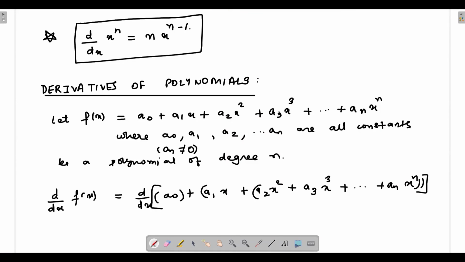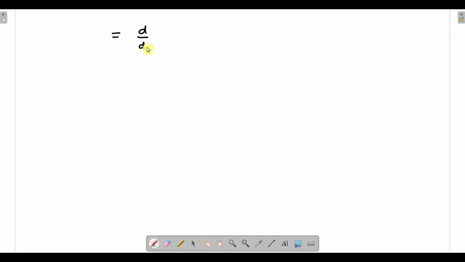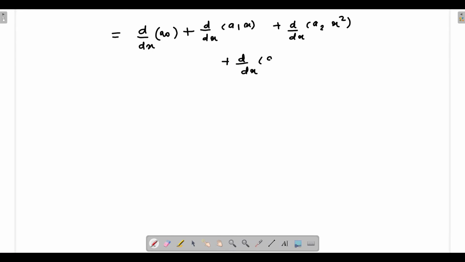So what you will get here is the derivative of a naught, plus the derivative of a1x, plus the derivative of a2x square, then plus the derivative of a3x cube, and so on up to the derivative of an x raised to n. So this is nothing but the derivative of f(x). We are calculating the derivative of the polynomial. So this will be equal to what?